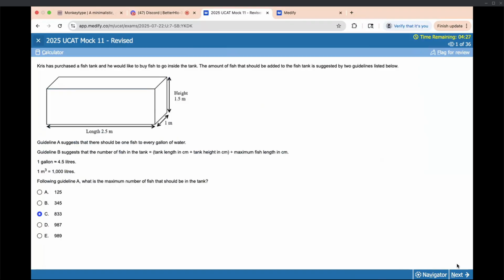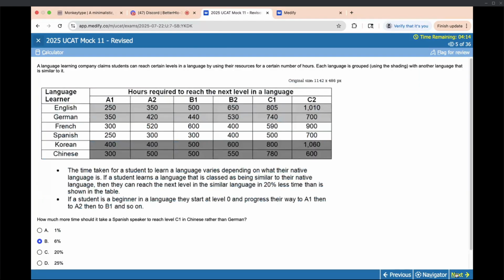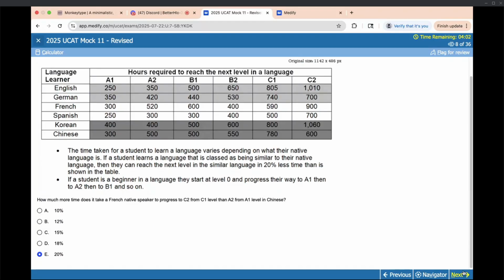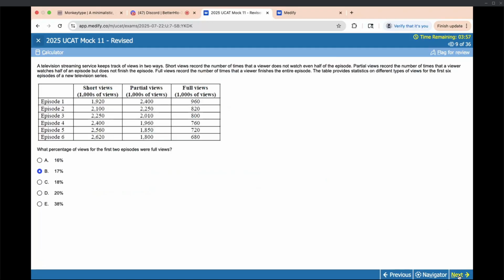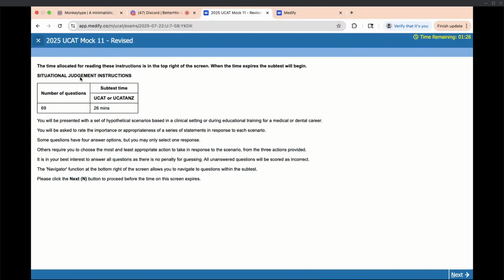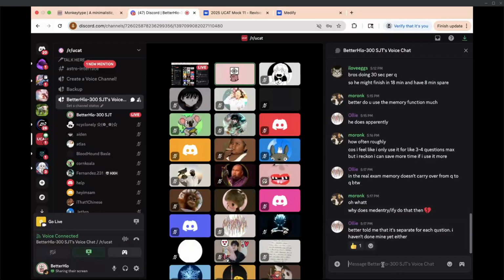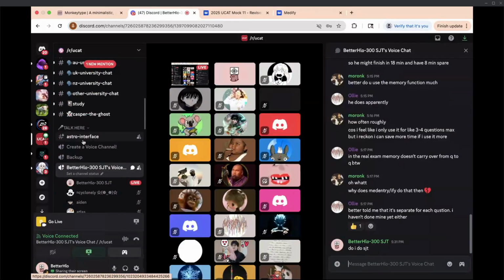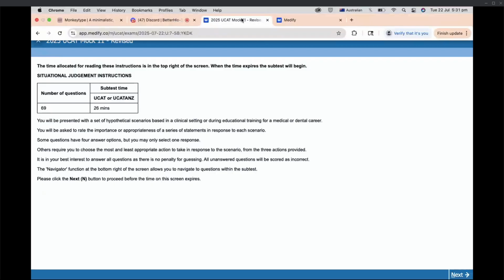Just check over this. Hmm. I don't get how some people finish QR in like minutes left. QR's long. Let's skip it. No. No. Okay.